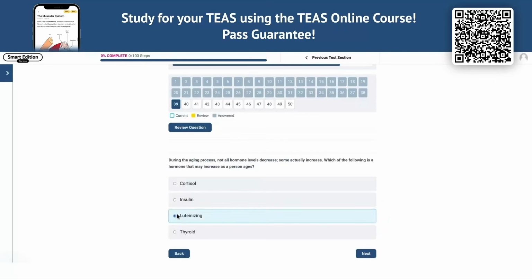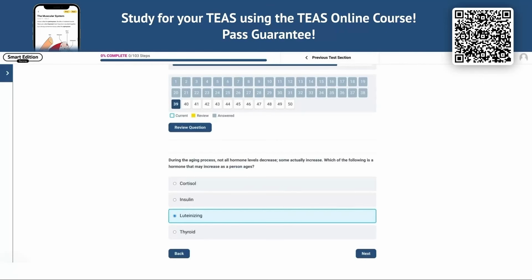Okay, the correct answer here is luteinizing. So the luteinizing hormone is a hormone involved in regulating the reproductive system. As people age, particularly during menopause in women, levels of what's called LH often increase because the body tries to stimulate hormone production from the ovaries, which are becoming less responsive. This increase in LH is a natural part of the aging process in both men and women, though it is typically seen more so in women.